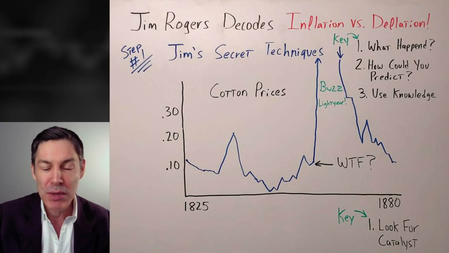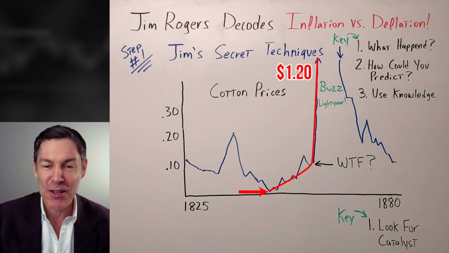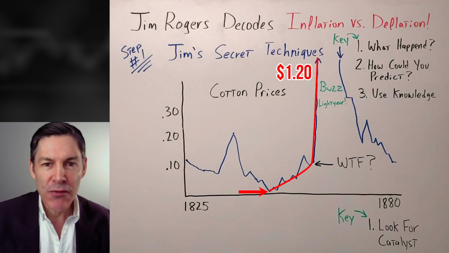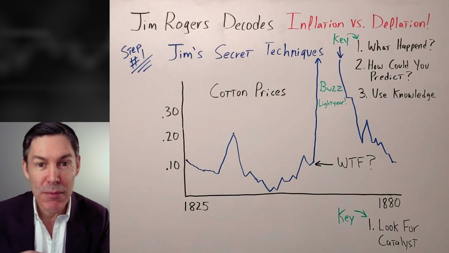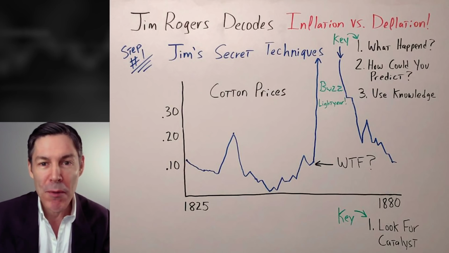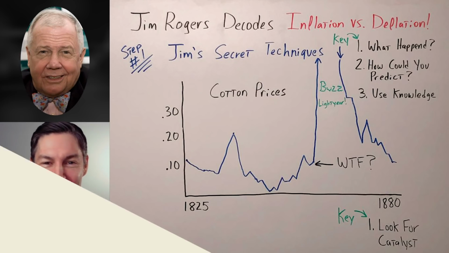So the question becomes, what on earth drove prices from, call it a half a penny, all the way up to who knows, because we can't even see the prices on this chart. With my research, they went up to probably $1 or $1.20. To dive into this further and to understand how we can use this specific chart to decode the current day debate of inflation versus deflation, let's go to a clip from my full-length interview with the man himself, Jim Rogers.